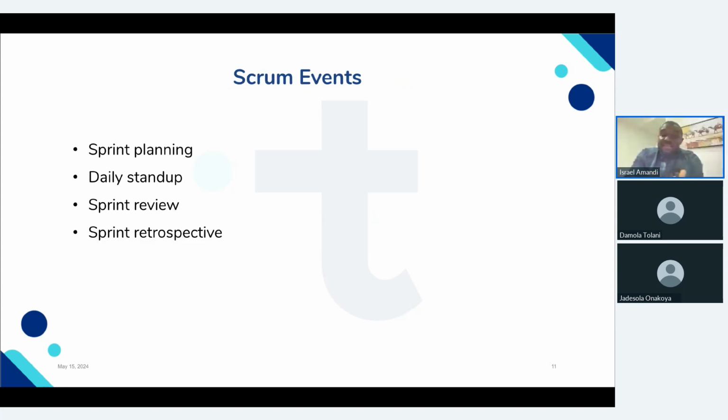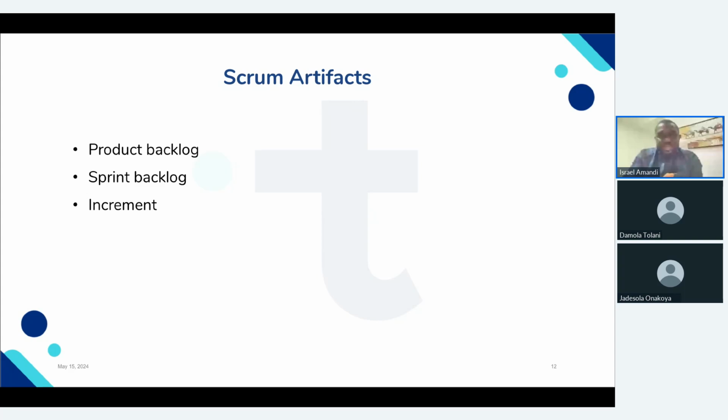Scrum events: sprint planning, daily stand-up, sprint review, sprint retrospectives. This and more we will take into detail in our deep dive training sessions. I'm trying to just get fast with this because we've spent more time and I just don't want us to exceed an hour for this. Now the Scrum artifacts: the product backlog, the sprint backlog, and increment. Now I will only talk about an increment.